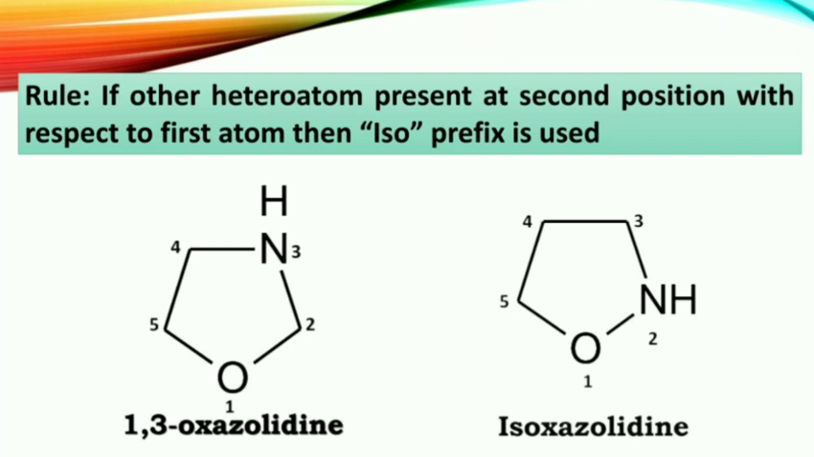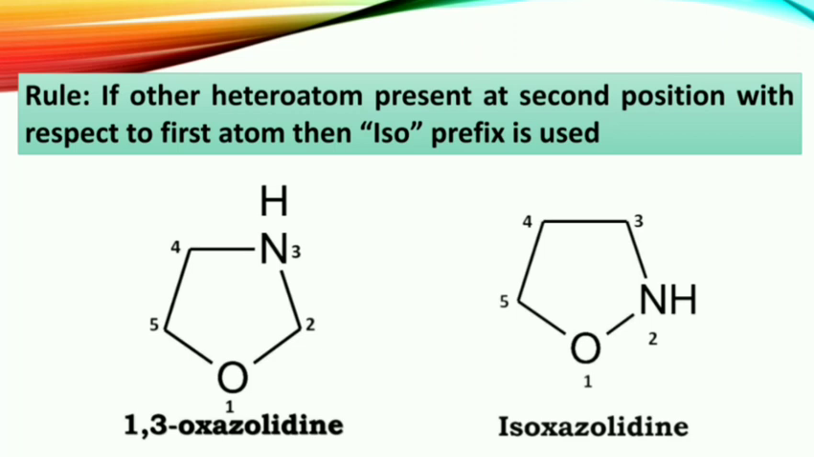But if this nitrogen is on the second position, what will be the name? According to the rule for heterocyclic compounds, if this nitrogen is present on the second position, you have to use iso as a prefix. Let's see the example. In this structure we have oxygen in the first position and nitrogen in the second position, so numbering is done in a way that the other heteroatom gets the least possible number. So the name for the structure will be isoxazolidine.